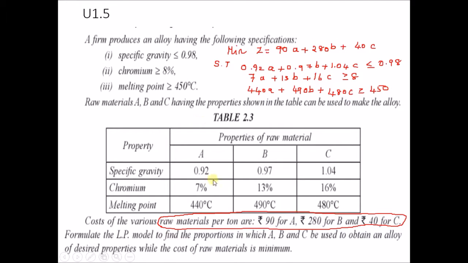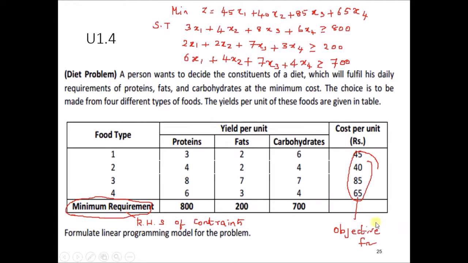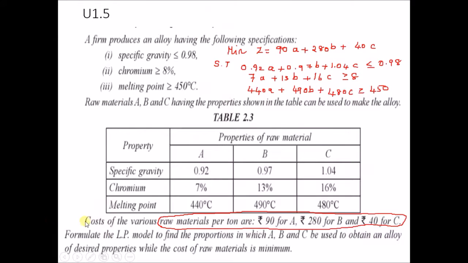But when you carefully read this, the cost for various raw materials per ton are 90, 280 and 40, they have given. So whenever you see the cost of various raw materials, like the cost per unit in the previous problem, or profit, that comes under the objective function. So the objective function is 90A plus 280B plus 40C. After identifying this as the objective function, we can easily frame the constraints.